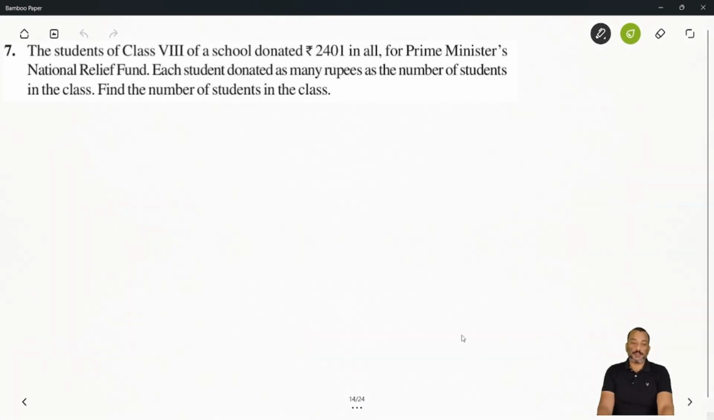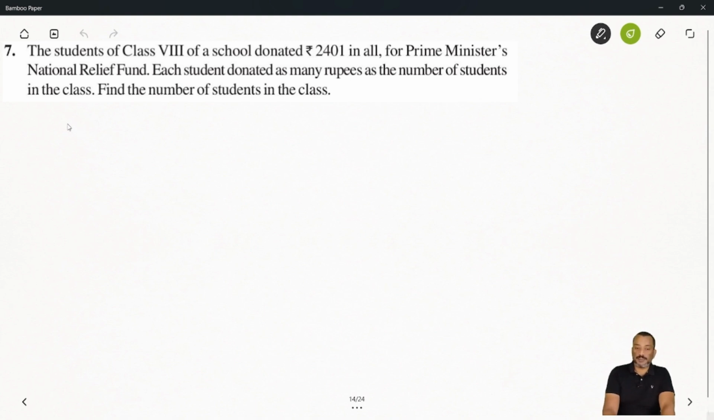So the next question is saying the students of class 8 of a school donate 2401 in all for the Prime Minister National Relief Fund, and each student has donated as many rupees as the number of students in the class. Find the number of students in the class. So the question is saying there was some relief fund, where each student will donate some amount, and how much each donates is the same as how many students we have. So total amount donated by the students is 2401 rupees.